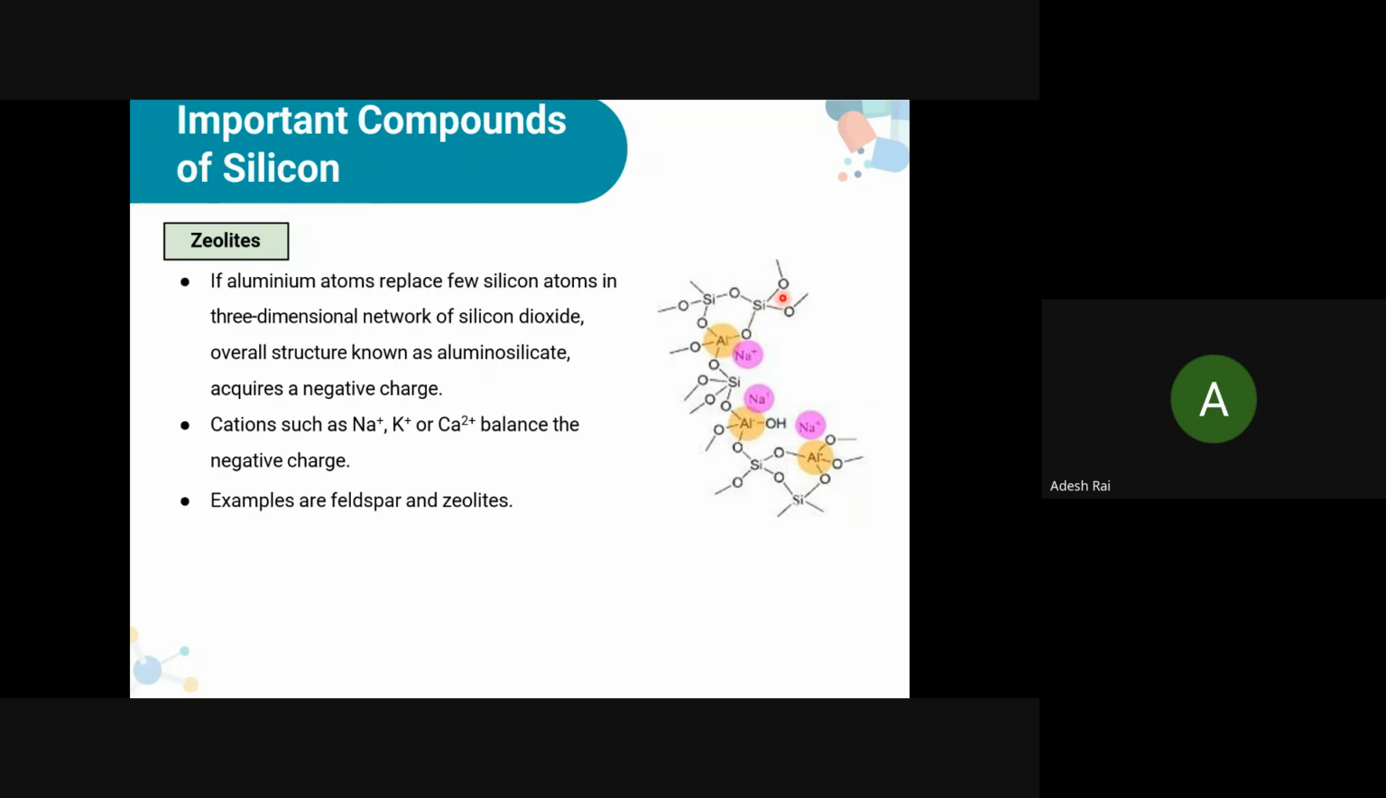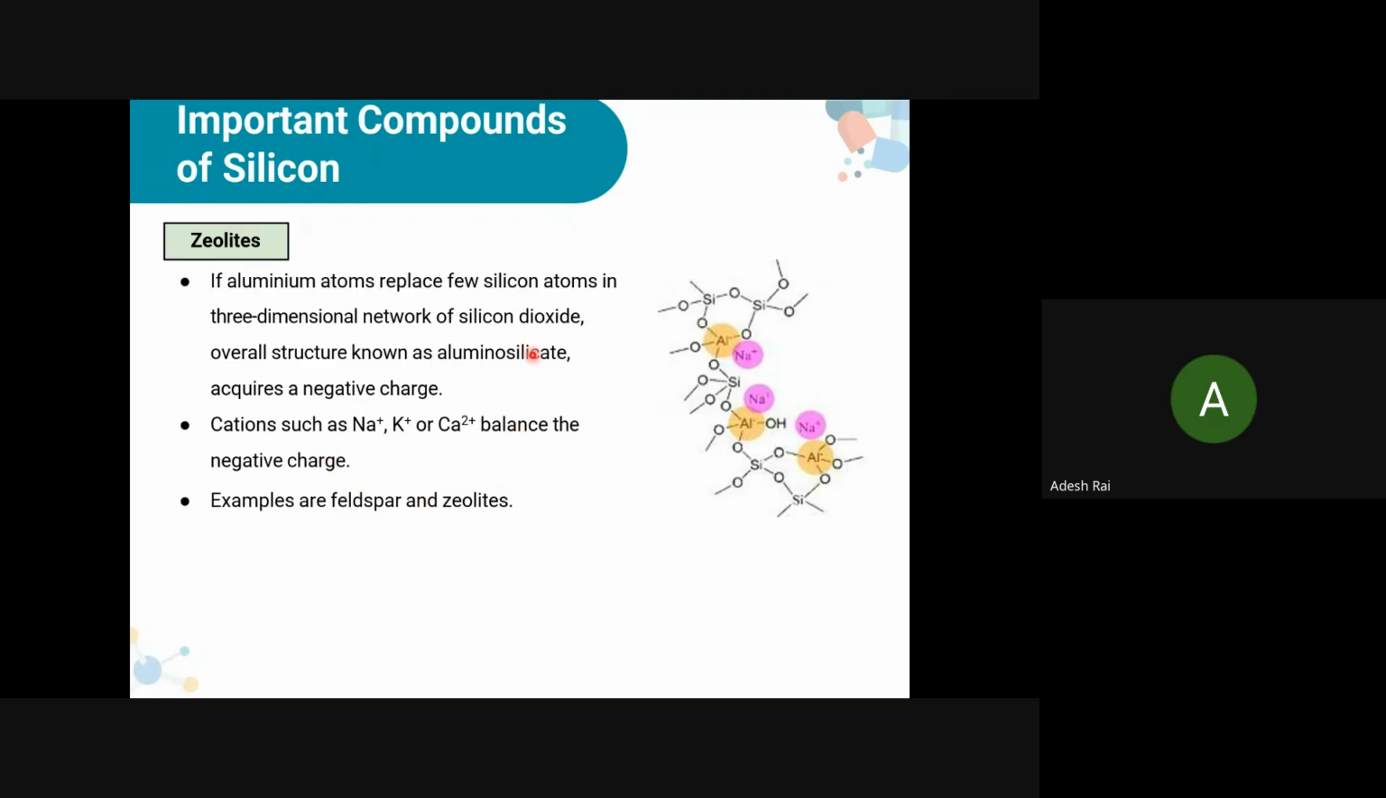See, each silicon is sharing all four corners. Similarly, one of the silicon is replaced by aluminum. In this case, you can see that this aluminum is there where before we had silicon. In such cases, those silicates will be called aluminosilicates if aluminum replaces silicon atoms. Cations such as Na+, K+, or Ca2+ balance the negative charge. Examples are feldspar and zeolite.